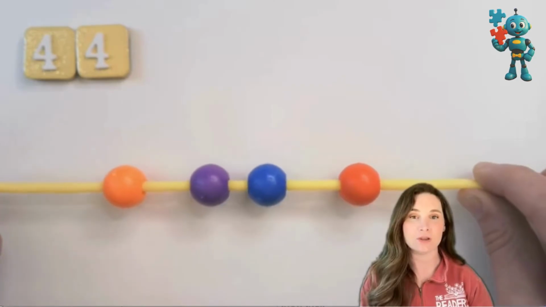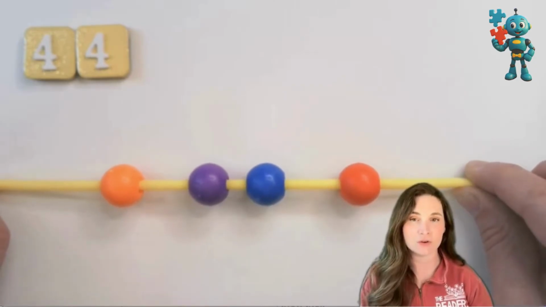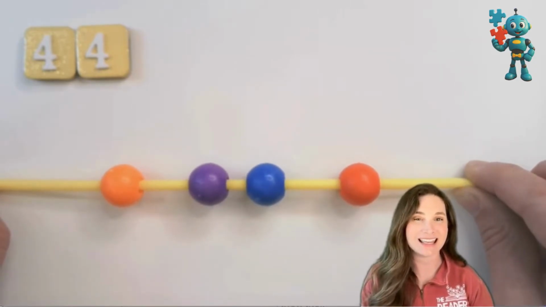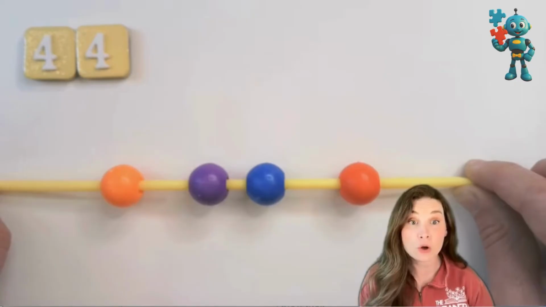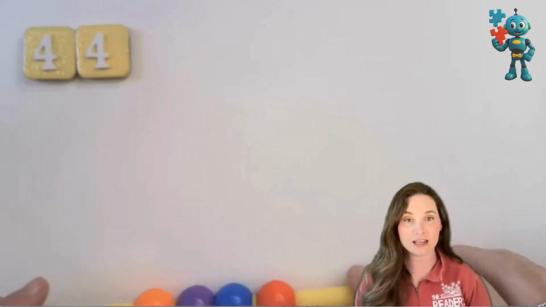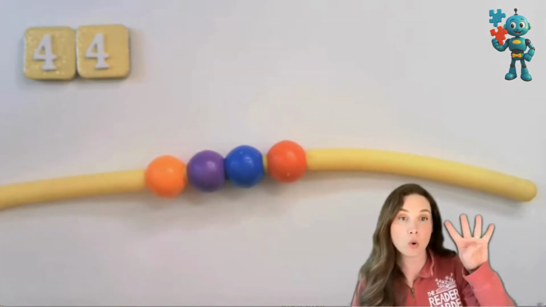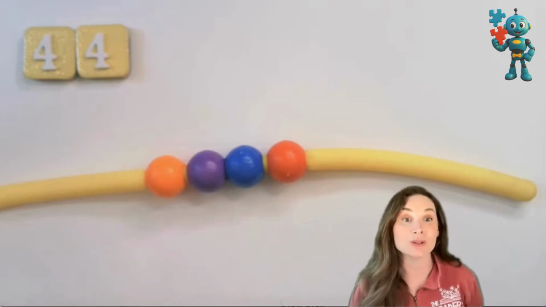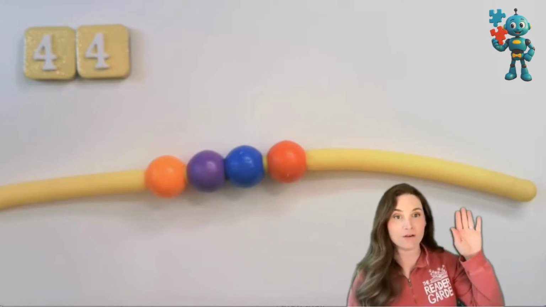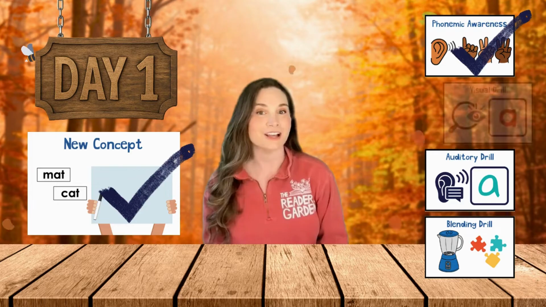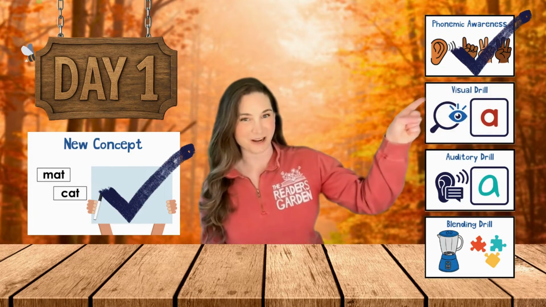Stick. Let's see if we can segment and figure out those phonemes. St, ick. I heard four phonemes. Let's tap them on our fingers. St, ick, stick. The word was stick, and stick had four phonemes. Great job with your segmenting. Give yourself a high five. Let's go do some visual drill practice.